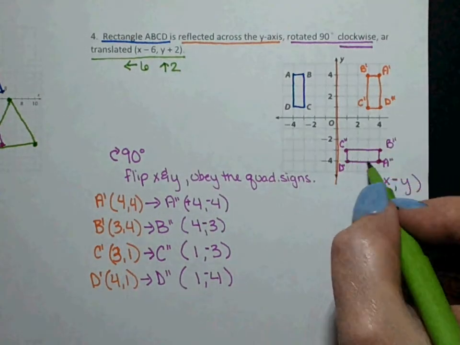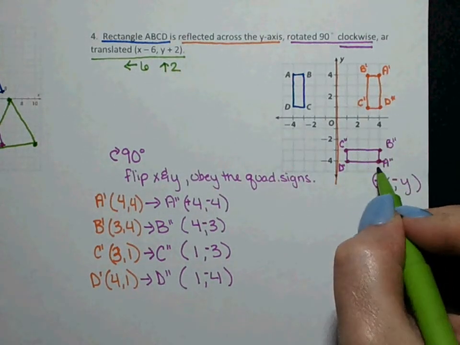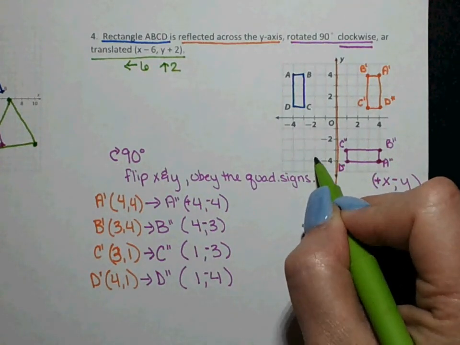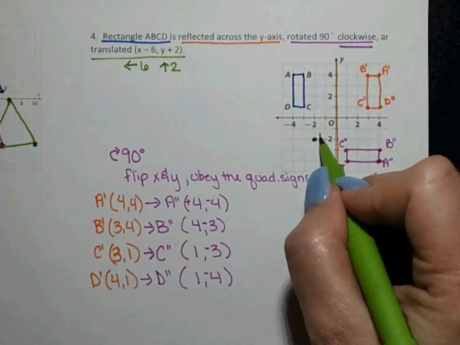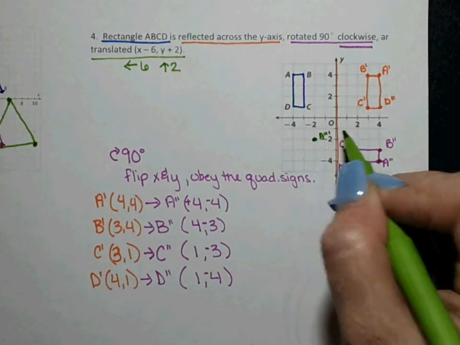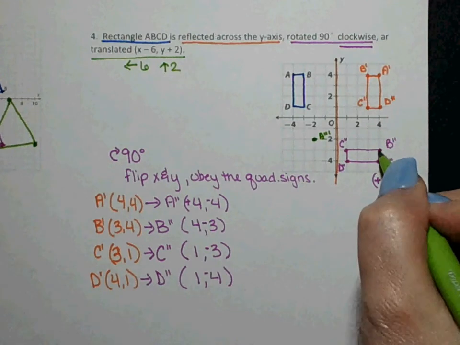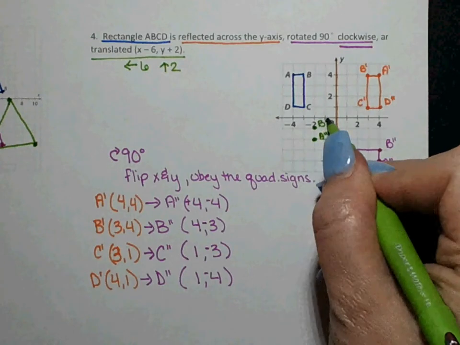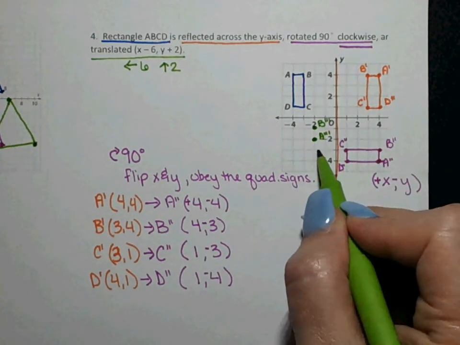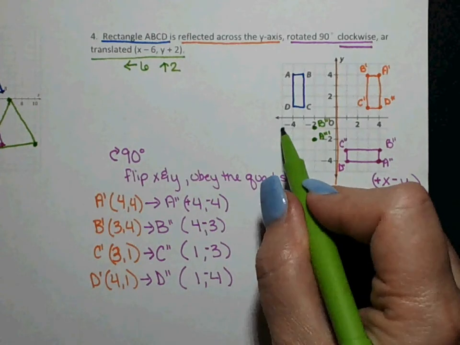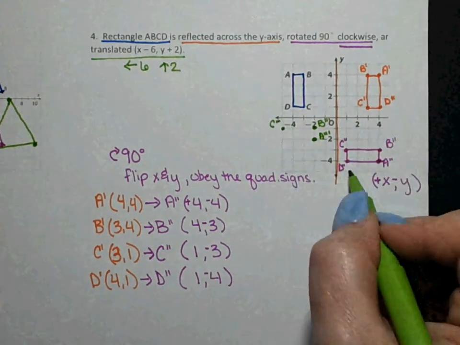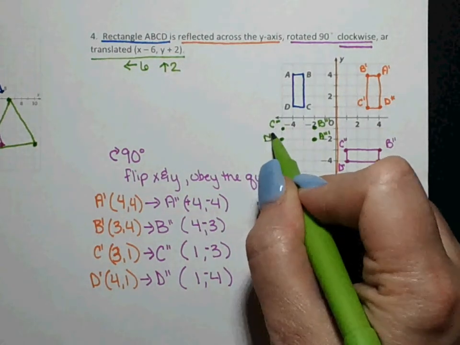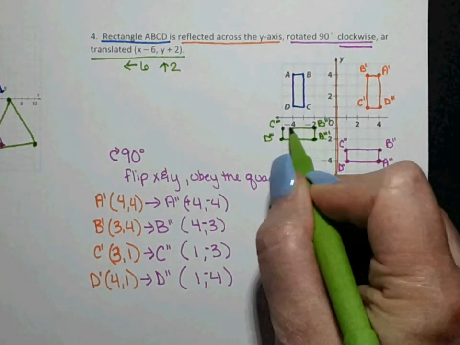So I'm going to take my points. Let's start at A, and I'm going to go to the left 6, so 1, 2, 3, 4, 5, 6, and then up 2, 1, 2. So that is the new point A triple prime. B, same thing, 1, 2, 3, 4, 5, 6, up 2, 1, 2. C, 1, 2, 3, 4, 5, 6, up 2. And D is the same thing, over to the left 6 and up 2. Connect my dots, and there we go.